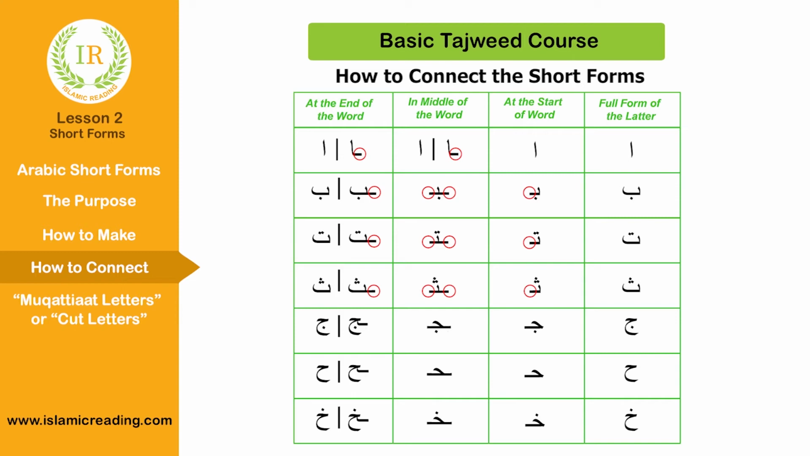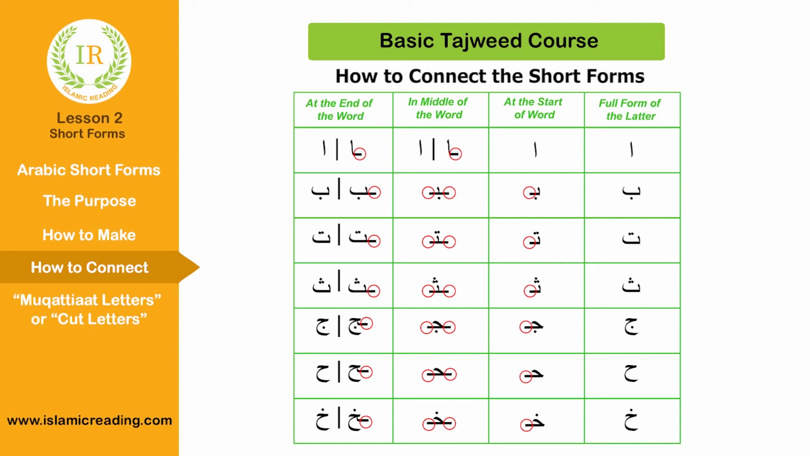In the next group, Jim, Ha, and Ha also follow the same rule. We add the small connecting line on the side where these letters want to connect with the other letters. And again, if the second last letter of the word is one of those letters that do not connect with the following letters, these letters will appear in their capital form. You can find the link to this image in the description below.